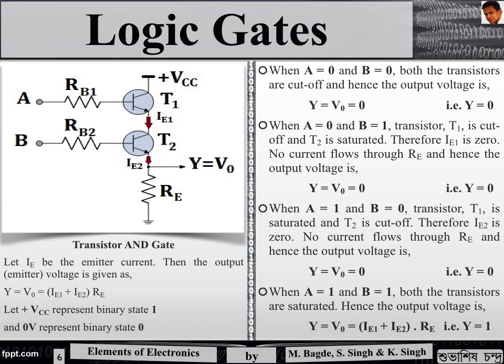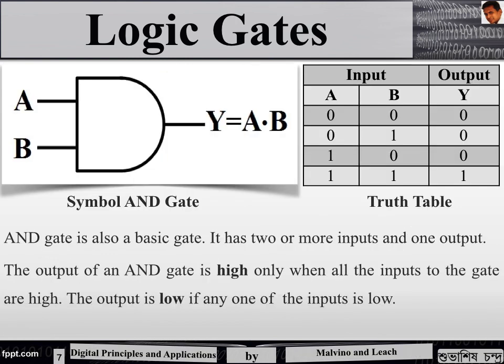When A equals 1, B equals 0, the transistor T1 is saturated and transistor T2 is cut off, but there is no current at the RE, and we get Y equals 0. When both the transistors are saturated, because of A equal to 1 and B equal to 1, the output voltage is obtained as there is current through the resistor. This can be summarized as when either of A or B is 0 or both are 0, the output is 0. Whereas when both of them are 1, the output is 1.